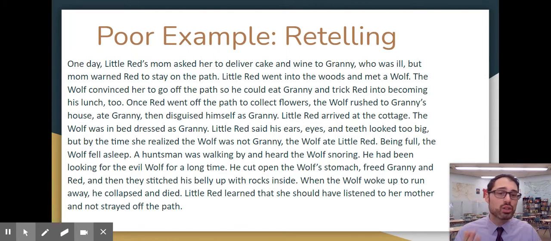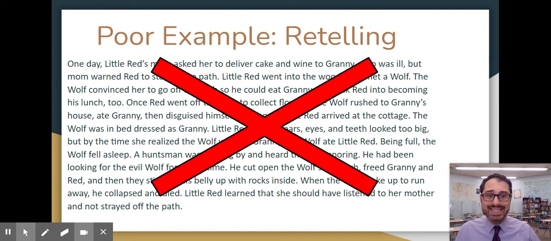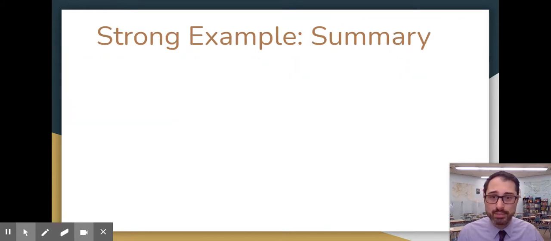Once you're done reading, you'll notice all these details. You basically know everything that happens in the story. I just put it in my own words. That's a retelling, not a summary. So this last one is a strong example of a summary.